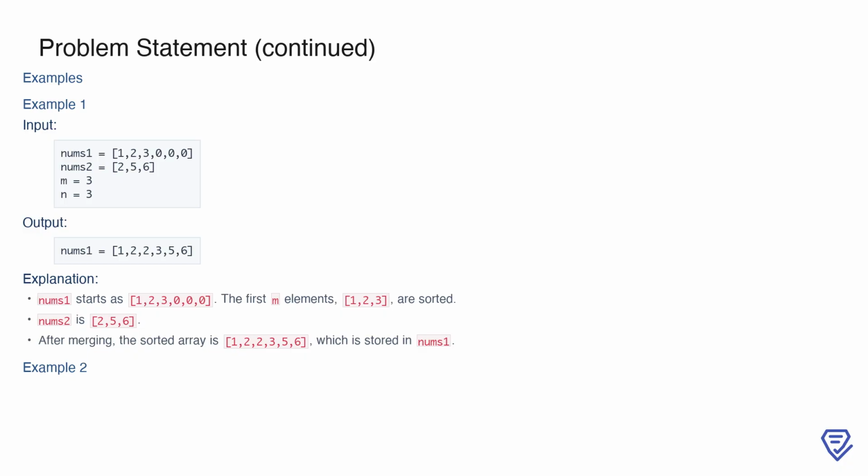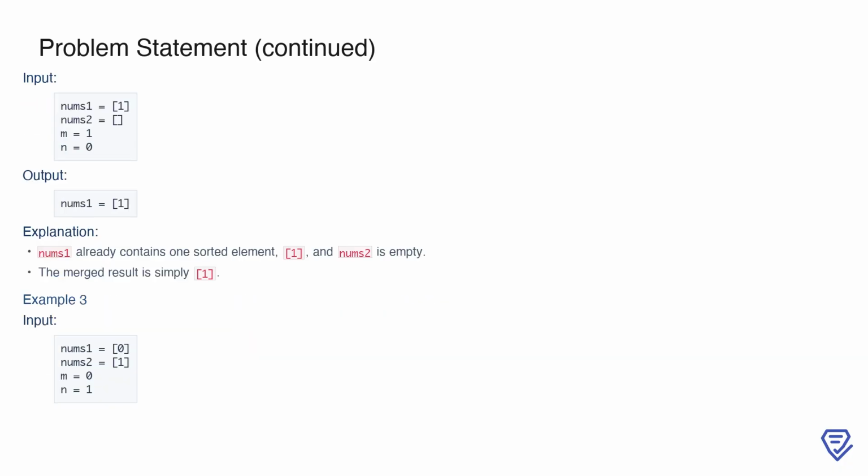The goal is to merge these two arrays such that the result is sorted and stored in nums1. After merging, nums1 becomes 1, 2, 2, 3, 5, 6. Notice how the zeros in nums1 were replaced with the elements from nums2 in the correct order, ensuring the entire array remains sorted. This demonstrates how the merging process works while modifying nums1 in place.